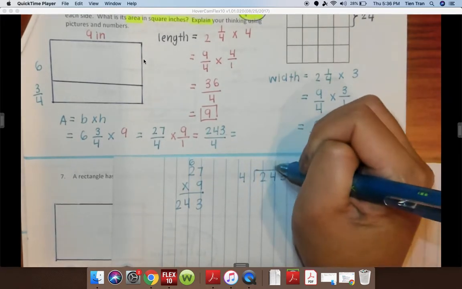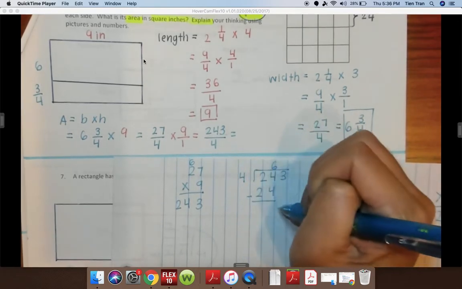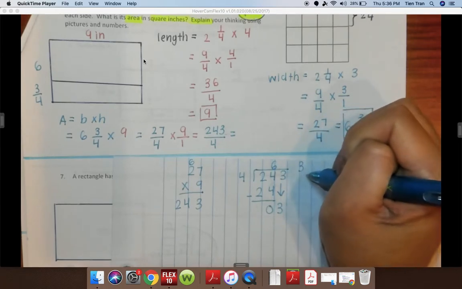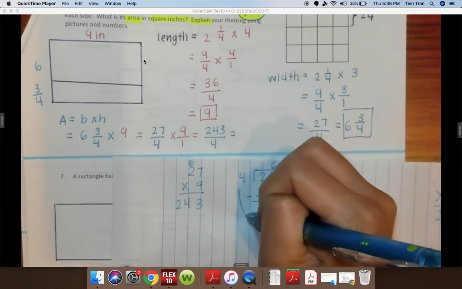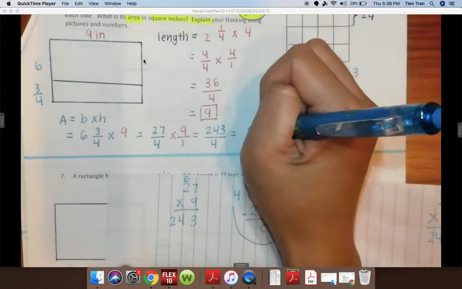I know that 4 can go into 24 6 times. So 24 minus 24 is equal to 0. I bring down my 3. My remainder is 3 as the numerator, and my denominator is 4. So I have 6 and 3/4.